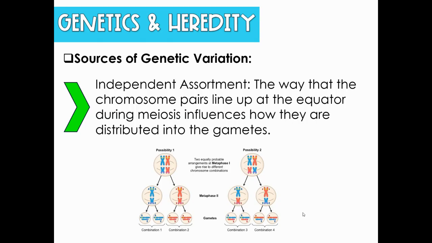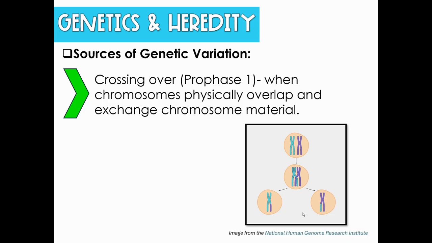So independent assortment is one source of genetic variation. Again, this is the way that chromosome pairs line up at the equatorial plate during meiosis. And this influences how they're distributed into the gametes. And so you can look at this picture and see there's a lot of different allele combinations, and that's because of independent assortment. We also have crossing over that happens during meiosis, specifically in prophase 1. So this is where chromosomes physically overlap and they exchange chromosomal material, and this just is another way to create variation in individuals.